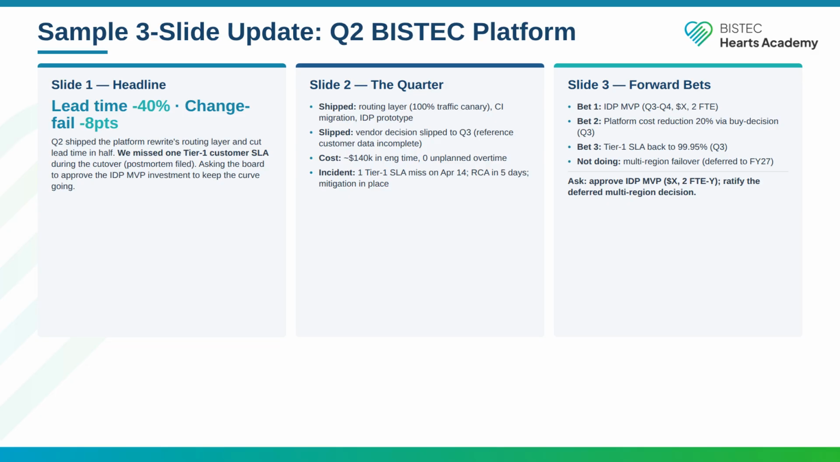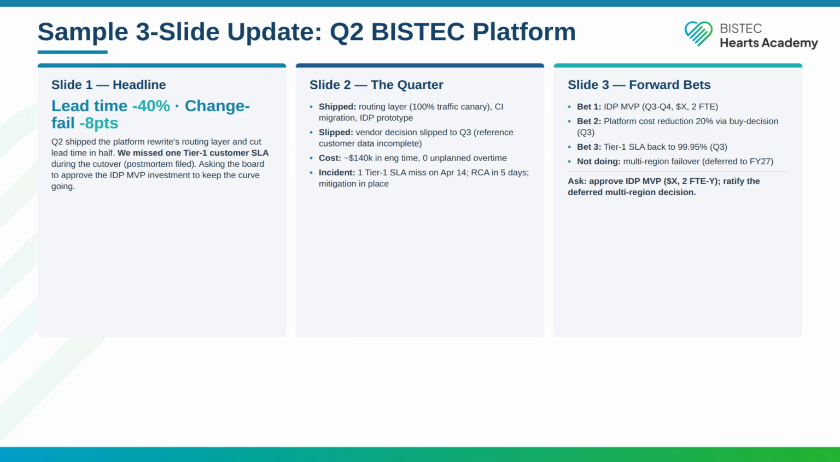Bet 1, IDP MVP in Q3 to Q4, $X, 2 FTE. Bet 2, platform cost reduction 20% via the buy decision in Q3. Bet 3, Tier 1 SLA back to 99.5% in Q3. Not doing: multi-region failover, deferred to FY27 with a one-line reason. Ask: approve the IDP MVP at the named number, ratify the multi-region deferral.